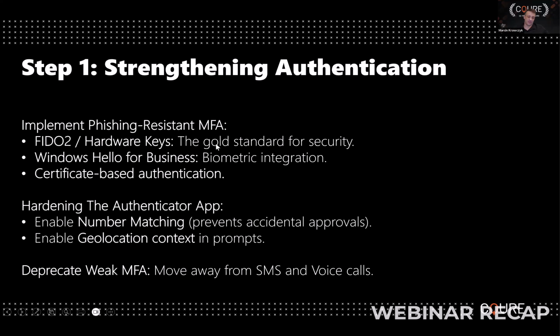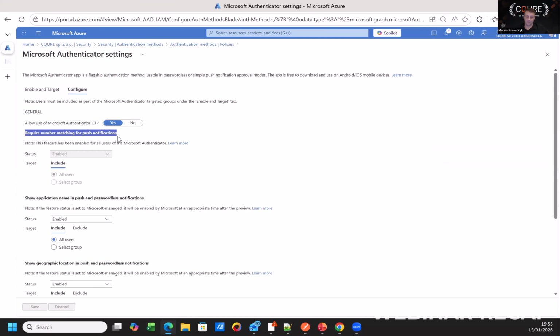phishing-resistant MFA. So we are talking about FIDO, hardware keys, Windows Hello for Business, so we are talking about biometric integration or certificate-based authentication. First of all, require number matching for the push notification. This is enabled by default, but those options by default are set up like that.